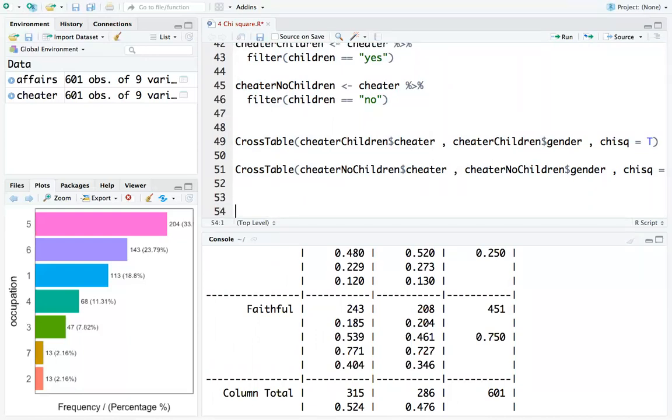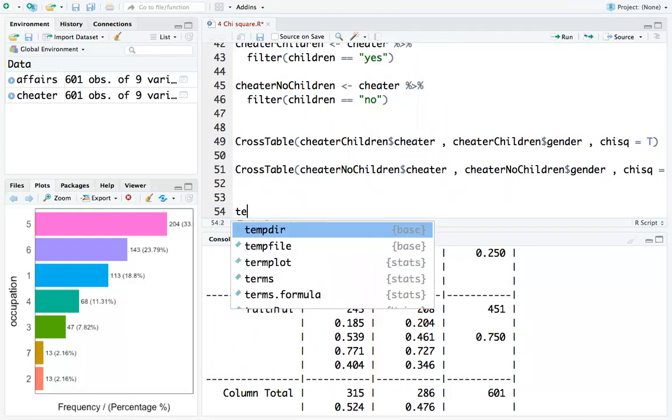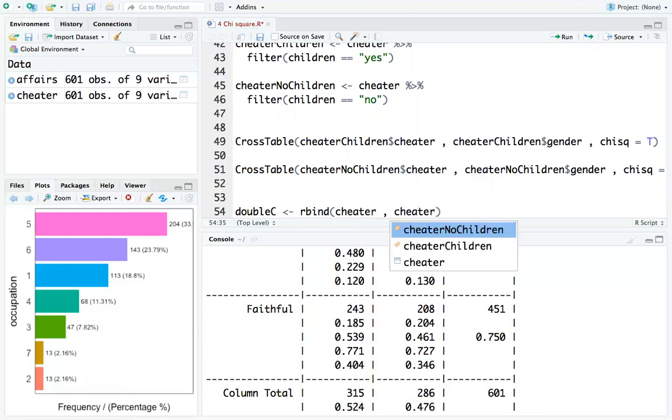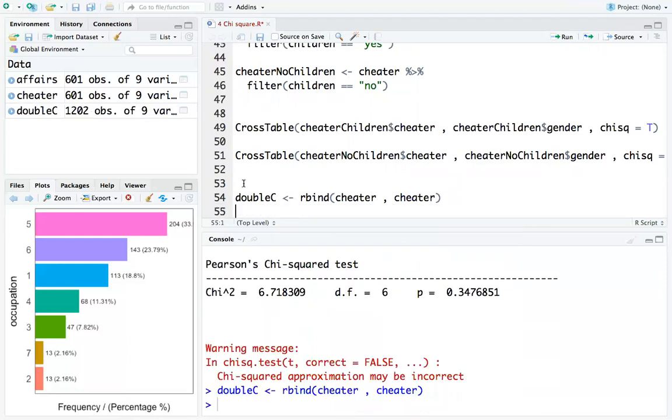Okay, so I'm going to call this double. Double C for double cheater. Okay, so I'm going to do this: rbind, cheater, comma, cheater. So I'm row binding cheater and cheater. If I look at the data set double, now it has 1,202 observations.